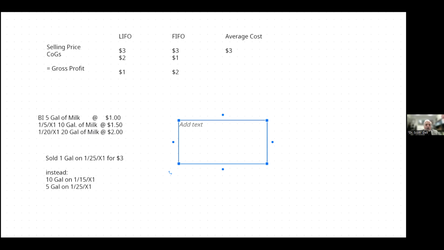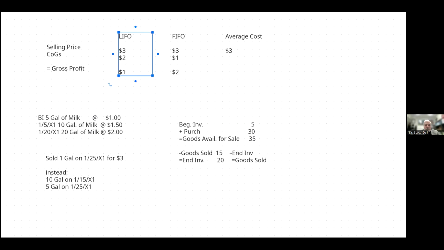All right, well, actually, let's do some numbers up here. Let's go back to LIFO, and we're going to change this number from $2 and $1. If we sold 15 units on a LIFO basis, which did we sell first? On a LIFO, did we sell the beginning inventory or did we sell the January 20th inventory? If you're thinking the last stuff we got, yeah, we sold the $2 stuff first. As a matter of fact, all 15 of the gallons we sold were $2 inventories. So 15 times 2 equals 30. That's $30 worth of inventory.